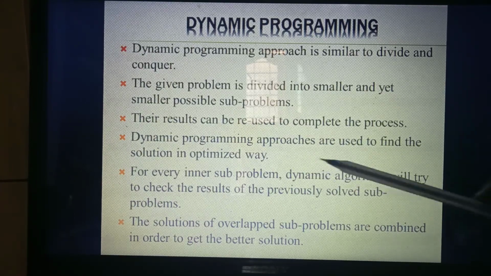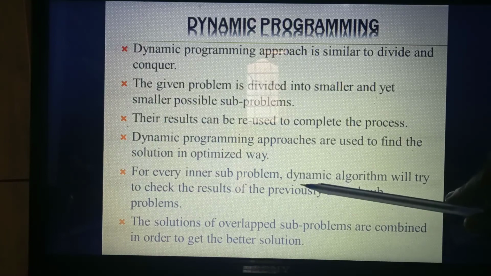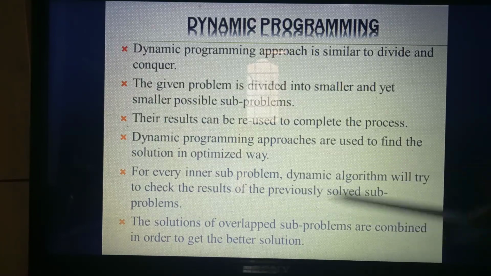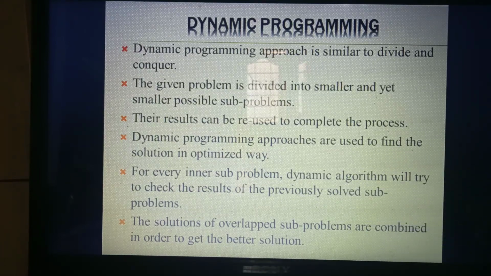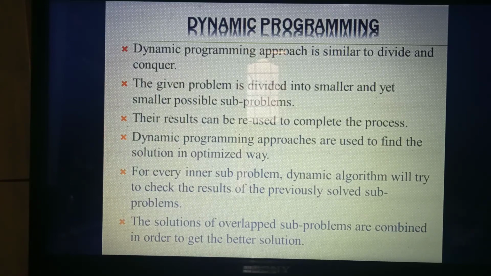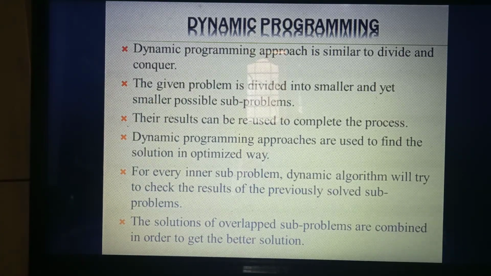Yes. So in every inner sub-problem, the dynamic algorithm checks the results of previously solved sub-problems. That means, for example, I need to get the average mark of 47 students. If there is a mistake in any one roll number, will I get the correct average? No. So to take the average of 47, I need to add the marks of 47 students. First I will add roll number 1.